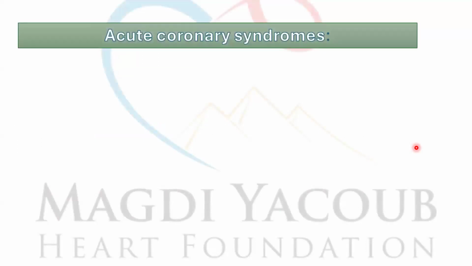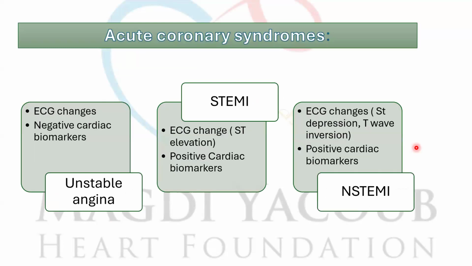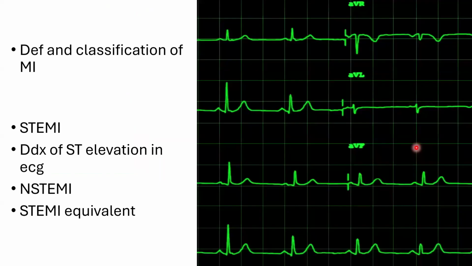First of all, we need to classify the acute coronary syndromes into 3 main categories. We have unstable angina. In unstable angina, the patient might present with chest pain. You can find some EKG changes, but you're going to find negative cardiac biomarkers. In the ST elevated myocardial infarction, you're going to find EKG changes and ST elevation, and we're going to have positive cardiac biomarkers. And in the non-STEMI, or non-ST elevated myocardial infarction, you can have EKG changes such as ST segment depression or T-wave inversion, and we're also going to have positive cardiac biomarkers.